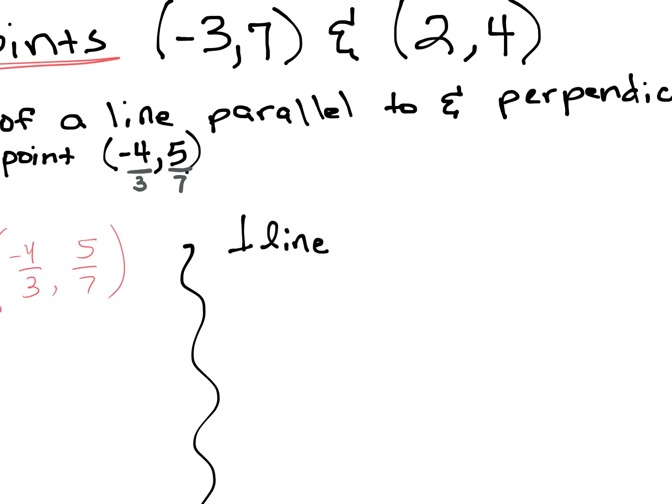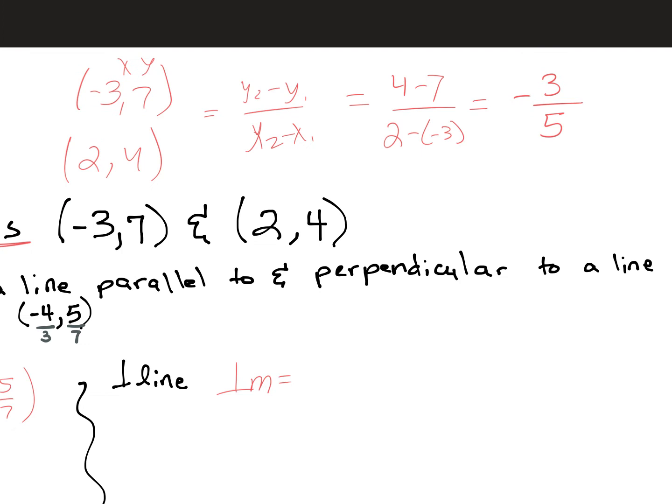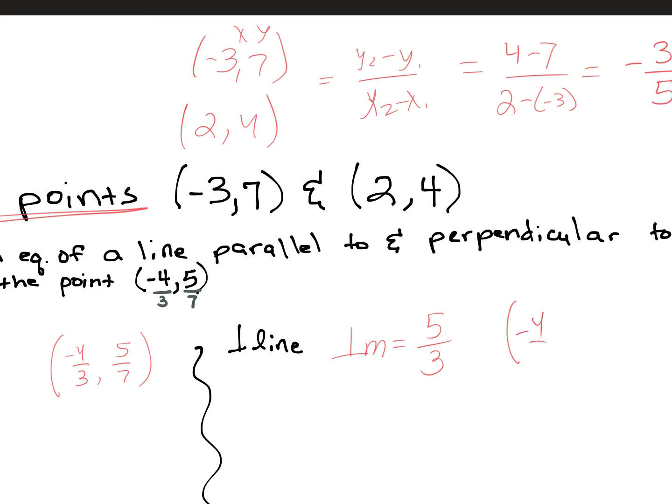Over here, I'm going to get this one ready. I'm not going to do it right now, but what's the perpendicular slope? If the slope that I started off with was negative 3/5, what is the perpendicular slope? Positive 5 over 3. Switch the sign, then flip it. And I'm still going to use the same point that they told me, negative 4/3, 5/7.